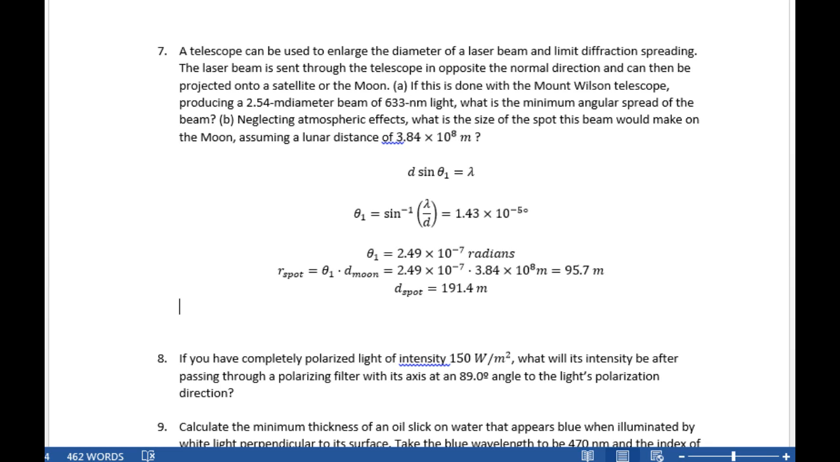That's about two football fields in size. It starts off about 10 feet big and ends up two football fields big. All right, that's it for problem 7.